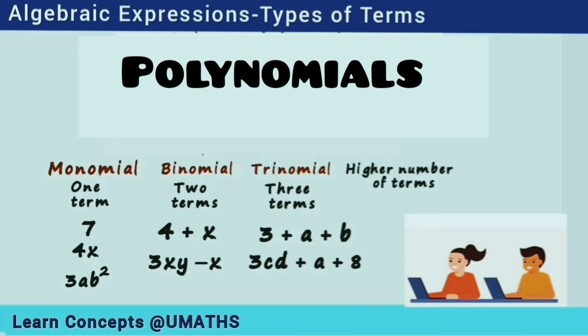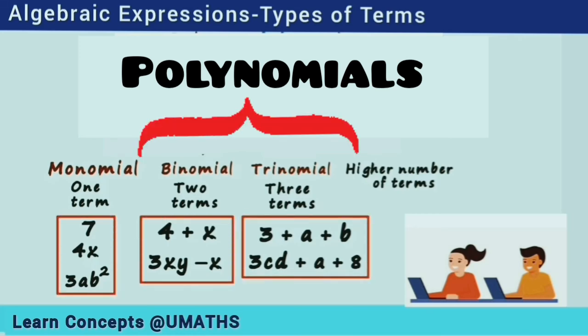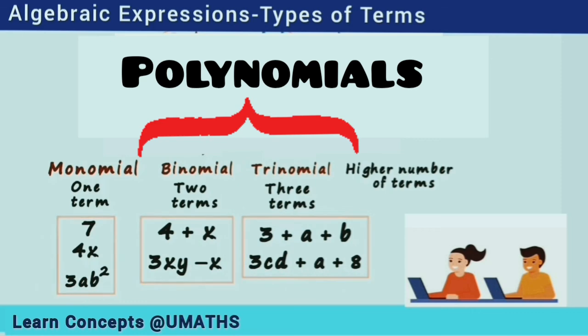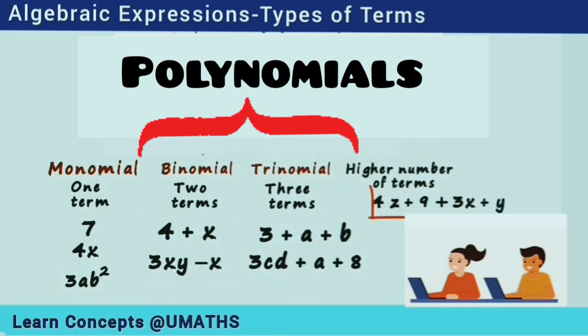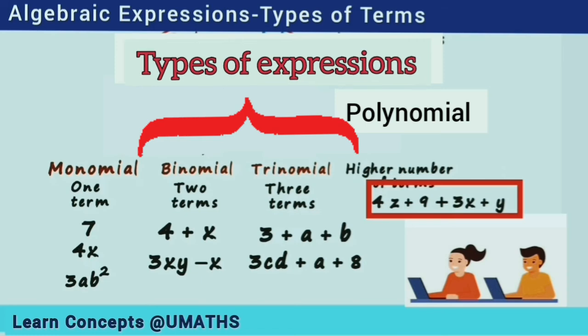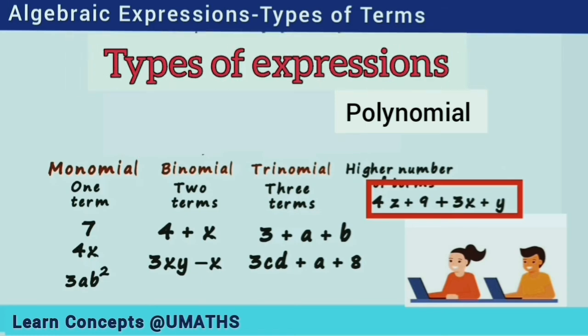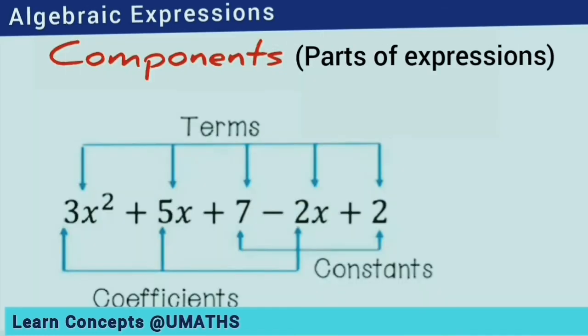All algebraic expressions that have one or more than one term are called polynomials. An expression can have any number of terms. Students, you must have understood types of expressions. Let's know about components of algebraic expressions.